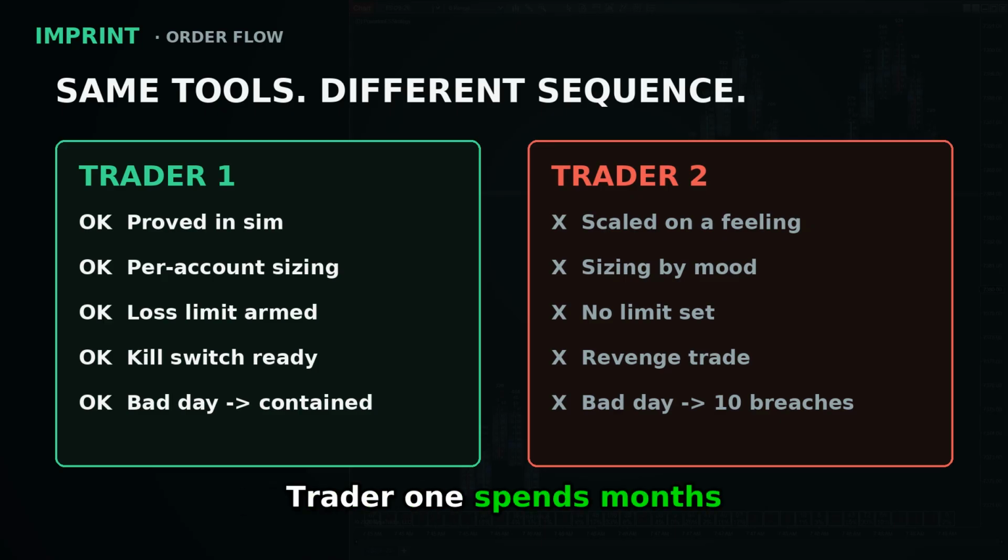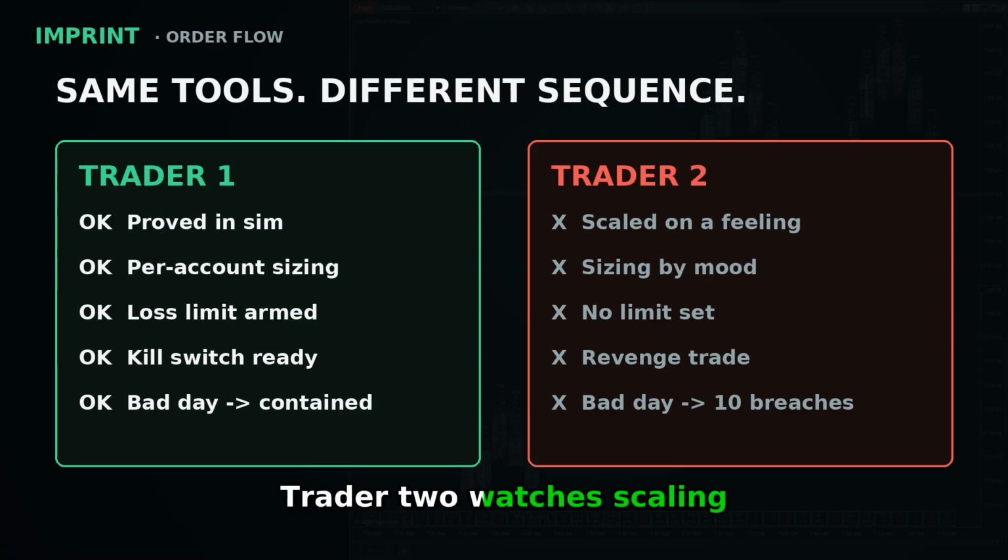Trader 1 spends months in simulation on one setup. She knows where she enters, where she's wrong, how much she risks, and when she stops. She doesn't add accounts because she's excited. She adds them because the process was tested, with per account sizing, daily loss limits armed, and the kill switch available. If she has a bad day, the system stops the damage.